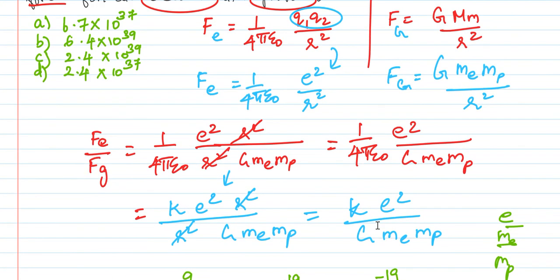So from the options, which is the correct answer as per our calculation? The correct answer is 2.4 into 10 to the power of 39. Yes. So, do I need to work out these many steps for 1 mark? That will be your question.